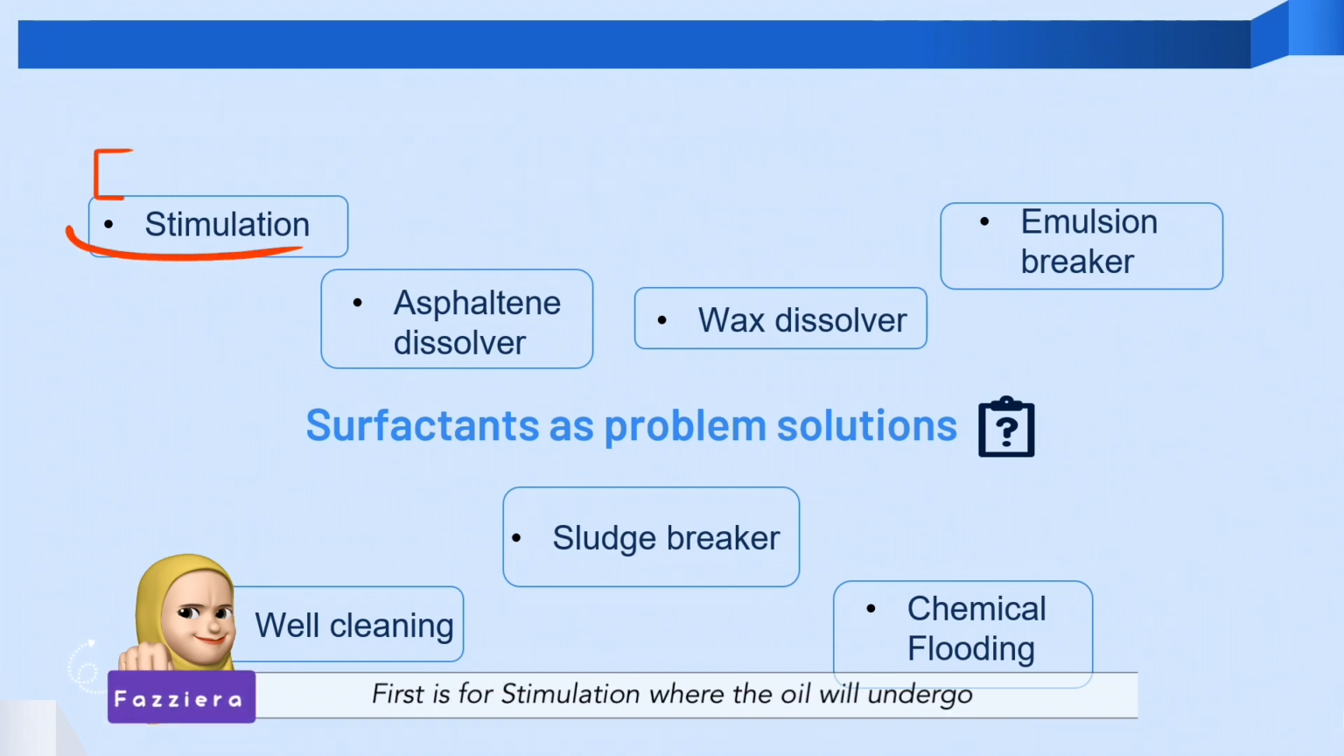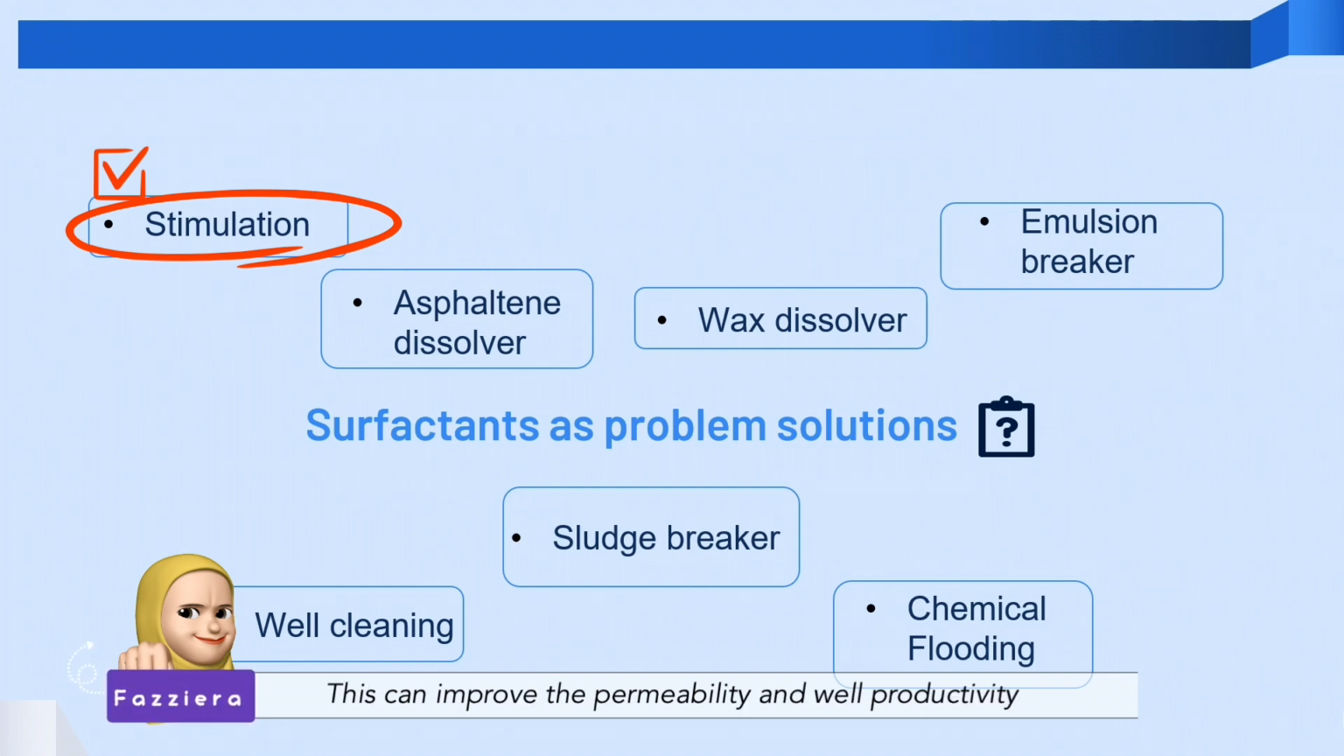First is stimulation, where the oil well will undergo repayment to increase its permeability as well as production rate by the injection of surfactants. During this process, reservoir rocks will soak in a surfactant and go through a penetration process. This can improve the permeability and well productivity.